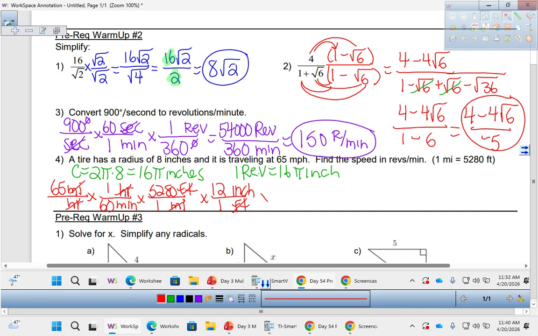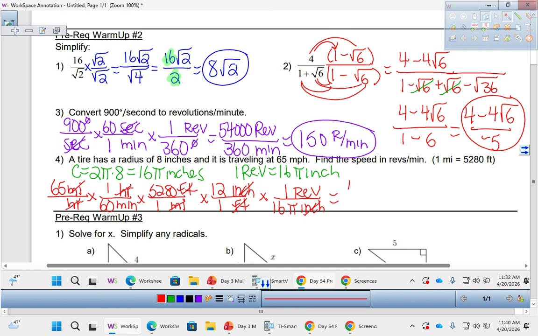Now, if I want to get rid of the inches, I do have something in terms of inches. I have 16 pi inches equal to 1 revolution. And now I get rid of inches and I've got revolutions on top. So now my final units are revolutions per minute, which is what I want. So now I just have to do some multiplication. I'm going to do the top numbers. 65 times 5,280 times 12 times 1.